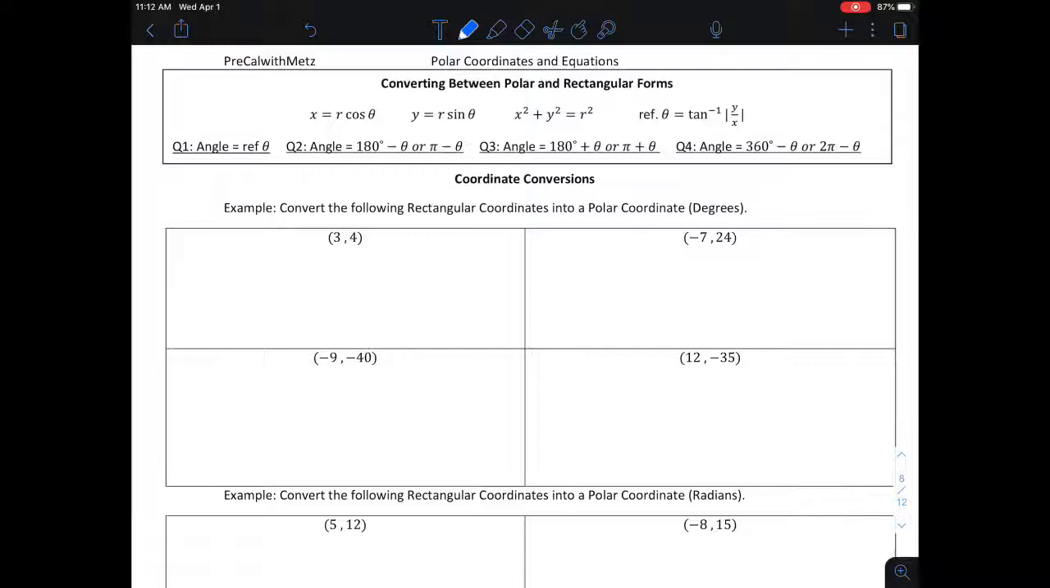In this video, we're going to look at converting between rectangular and polar forms for coordinates. In a previous video, I related the polar point to the rectangular point, and we came up with the following conversion formulas: x equals r times cosine of theta, y is equal to r times sine of theta, and x squared plus y squared is equal to r squared.